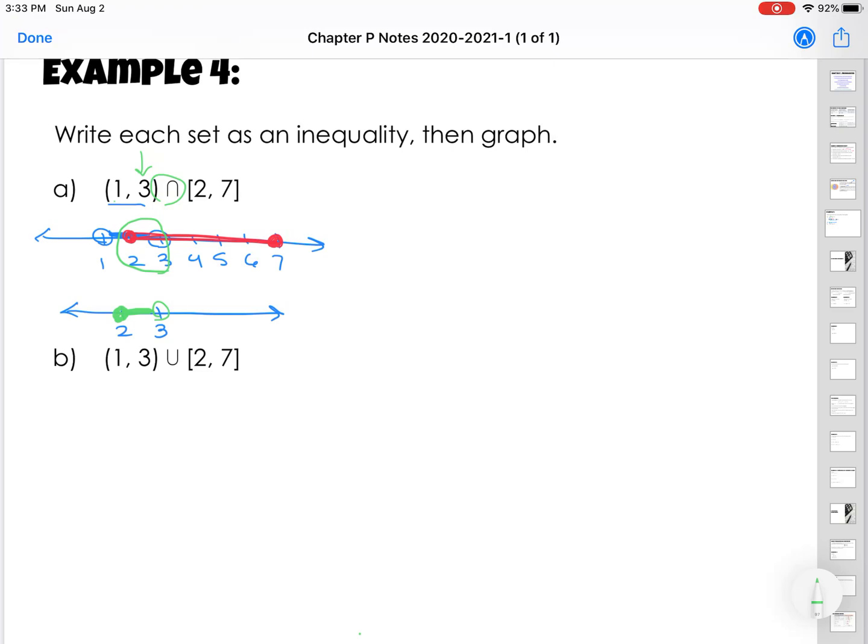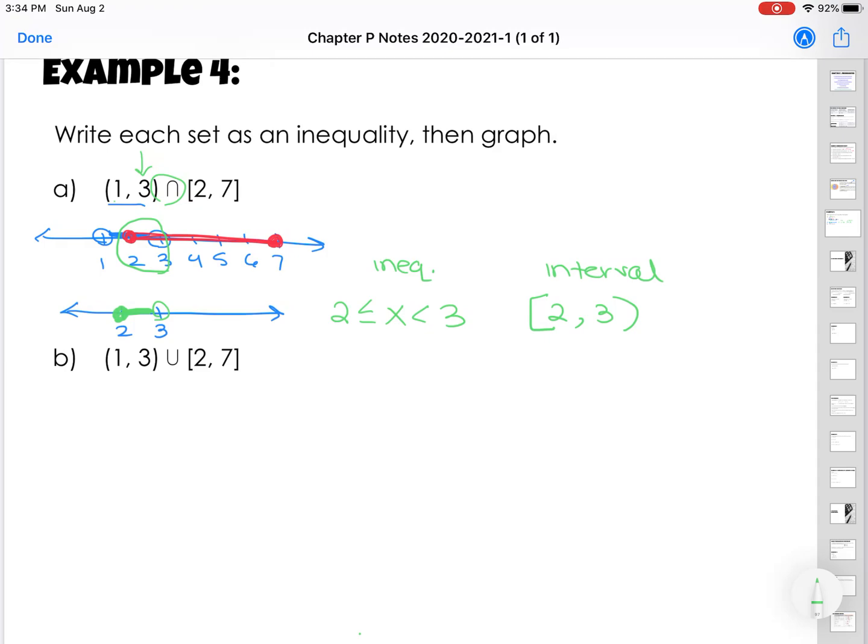So we're going from 2 to 3. As an inequality, that would be 2 is less than or equal to x is less than 3. If you wanted to write it in set notation, that would be good practice too. So it would be the bracket 2, comma, and then 3 with a parenthesis. So this is the inequality, and this would be the interval notation.